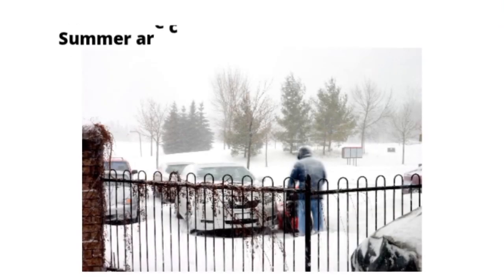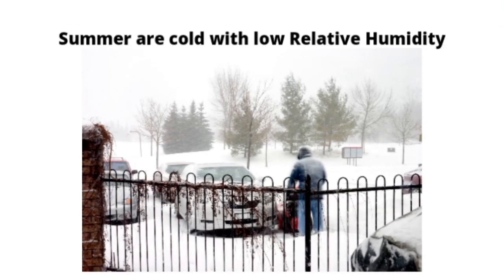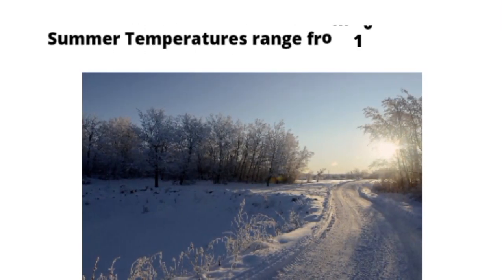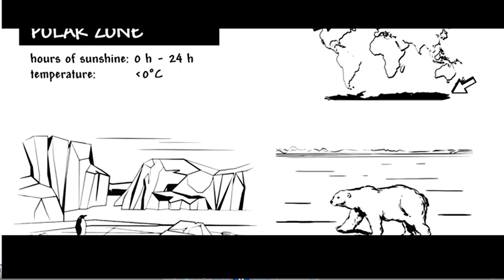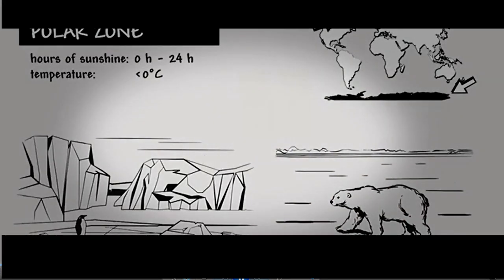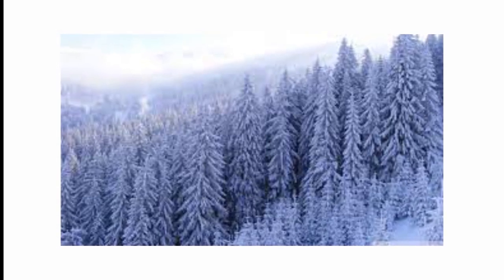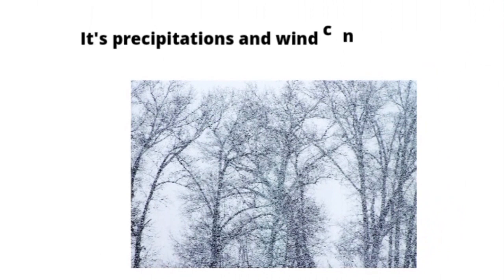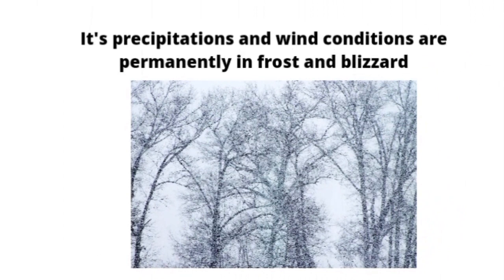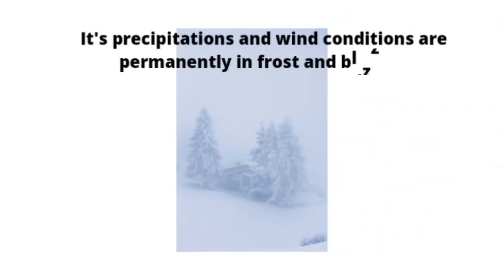Summers are cool with a very low relative humidity and 10 degrees Celsius of temperature. Winters are gleam cold as they are permanently in frost, blizzard, or cold conditions. It has a constant temperature of 29 degrees Celsius to -4 degrees Celsius. Its precipitations are normally sleet, frost, or snow, and wind conditions are variable, with blizzards taking the lead. The region is permanently in ice sleet or ice caps.